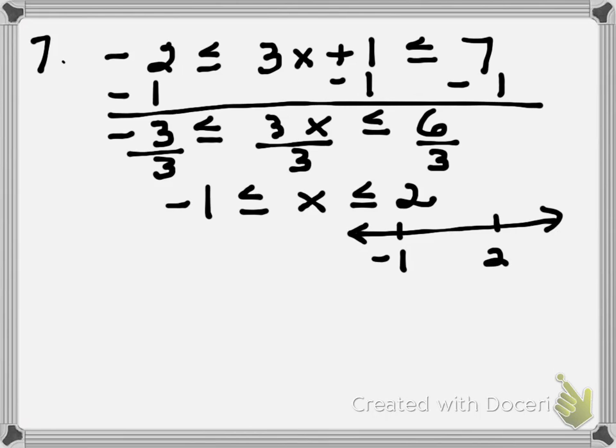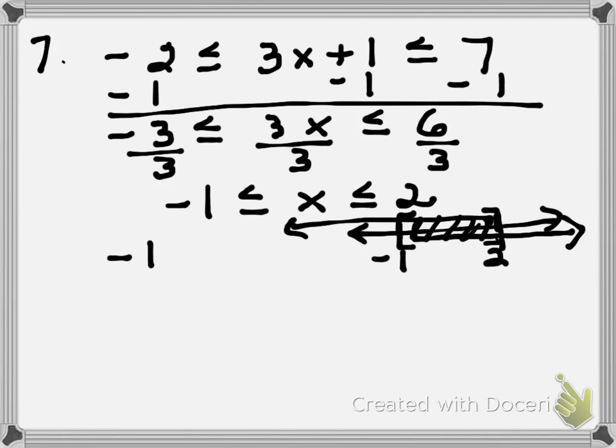Now x is greater than or equal to -1, so it would be everything shaded to the right. It's less than or equal to 2, which is everything shaded to the left, and where they intersect or overlap is between the two, but now it includes the endpoints. So it's the interval between -1 and 2 inclusive of the endpoints.